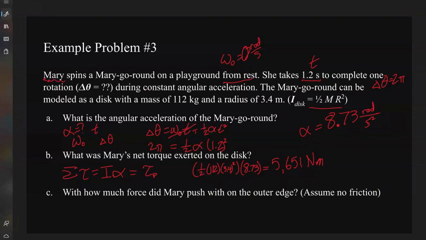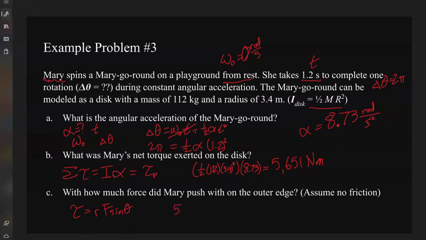All right, with how much force did Mary push on the outer edge? And we're assuming no friction on this, which really does apply to the previous one too. There's no friction to slow that disc down. So if we have an individual torque, torque is RF sine theta. Now, I apologize for not saying this: Mary pushes perpendicular to that playground, because Mary's a physics student. She knows how to exert the largest torque with the smallest force, and that's with a perpendicular angle with as big of a radius as possible.